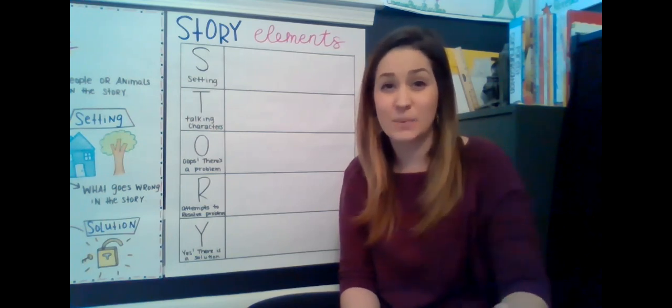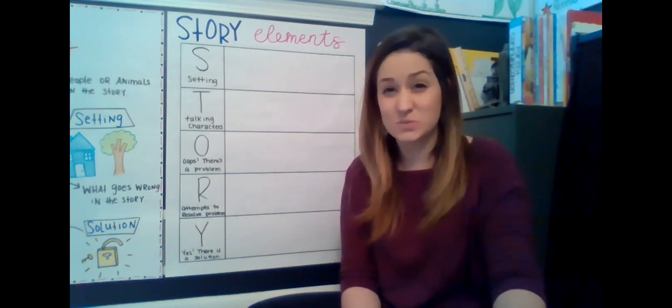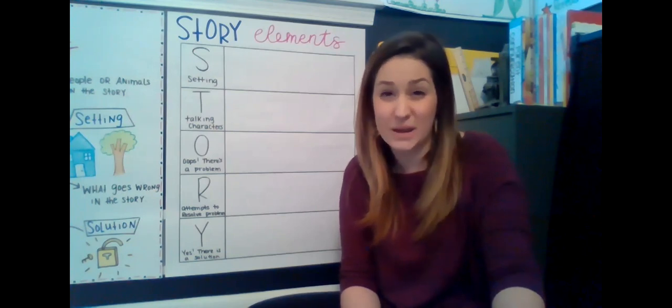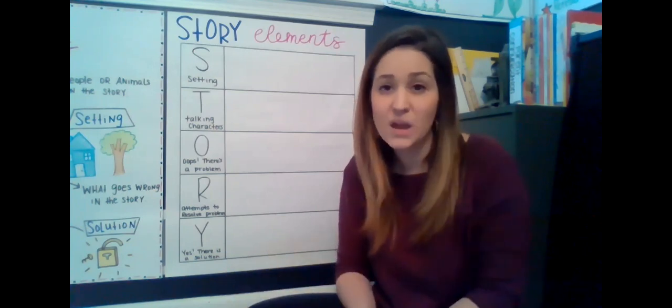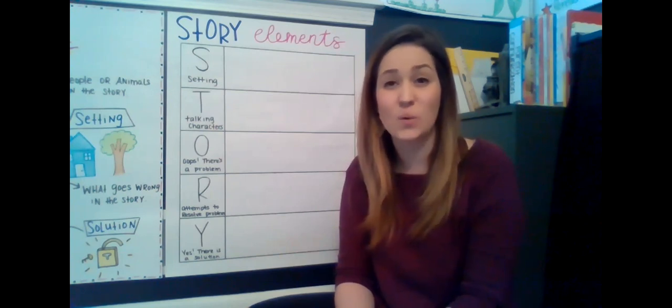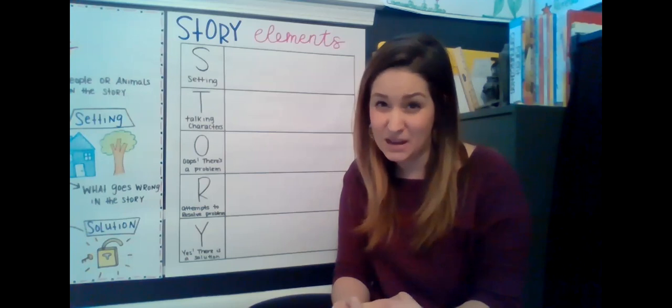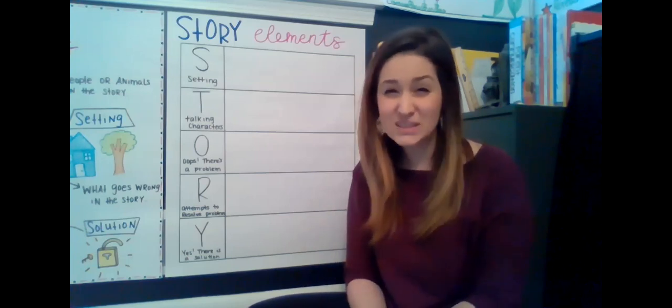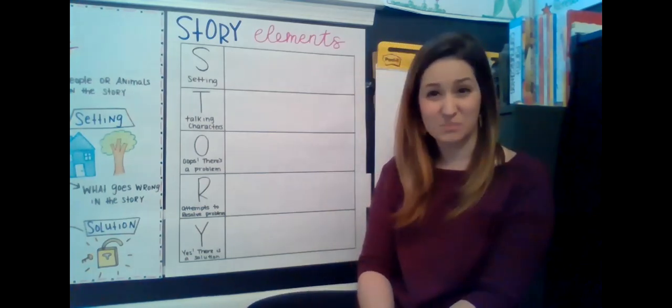What did we notice about the setting? Which characters were talking, what was the problem, and how did they try to solve it, okay? So let's start with the setting. When we talk about setting, we said that we want to know where and when the story is happening. And when I think about that, I know that the story happened in a lot of different places.